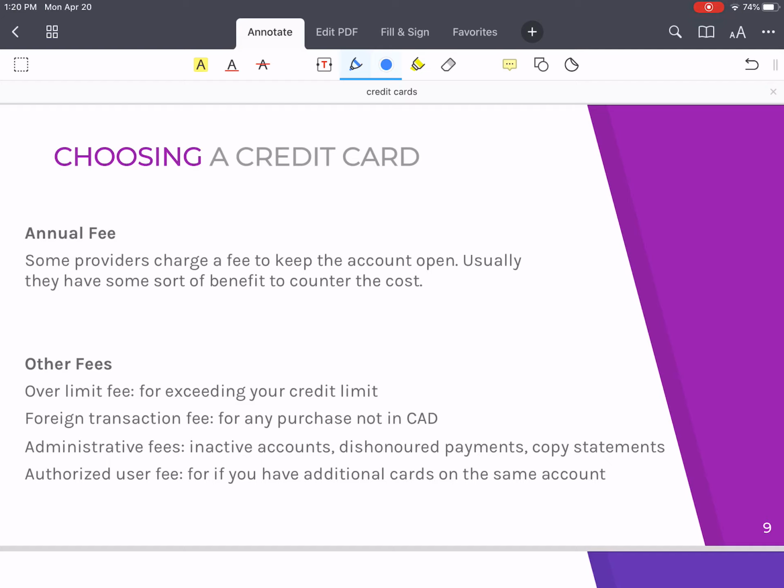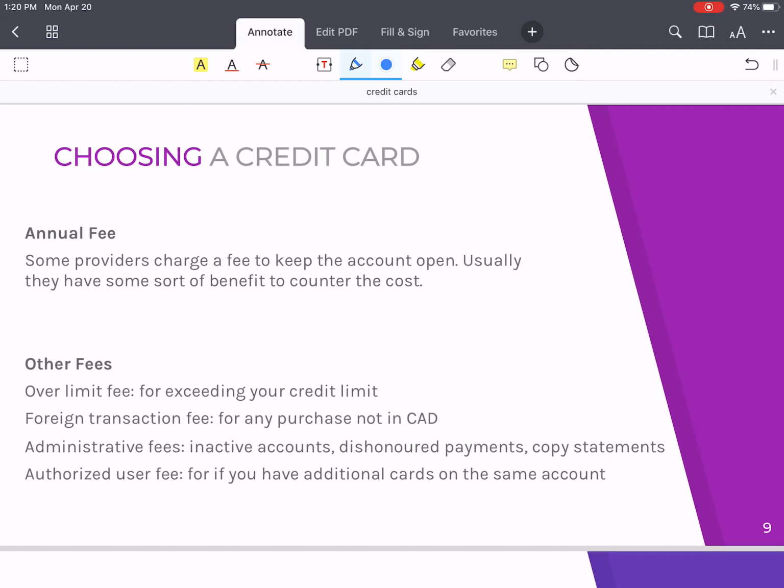Typically, as students, they will waive the annual fee until you're not a student anymore. So for most banks, you need to submit proof that you're a student and continue to do that annually, and they'll renew your account and say, okay, she's still a student, so she doesn't have to pay the annual fee. So that happens a lot, and it's important, especially if you're comparing student accounts, because often banks do have special accounts just for you.